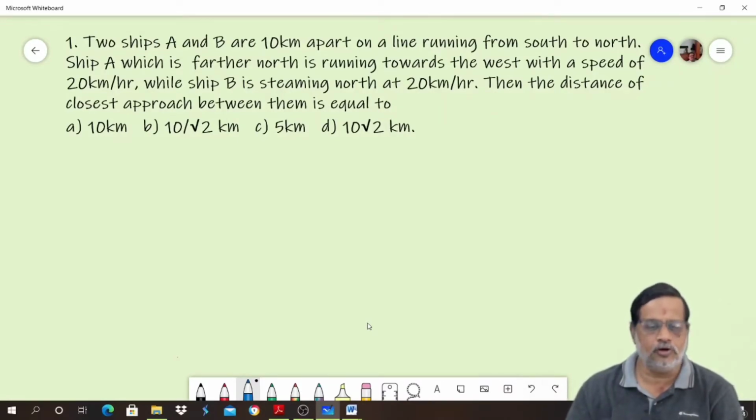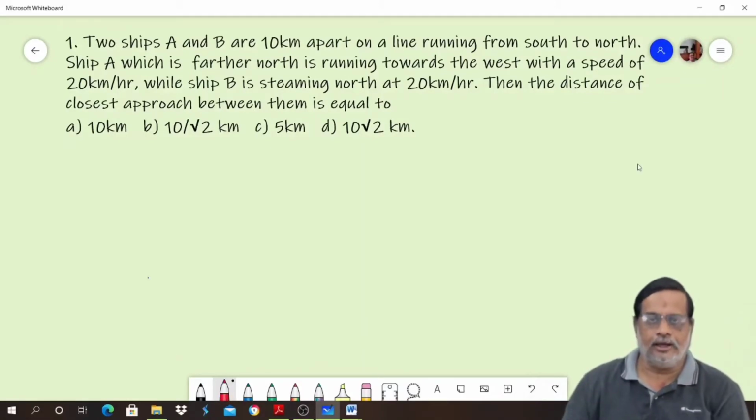The questions are based on finding the distance of closest approach between two objects. So here is the first problem on the screen. Two ships A and B are 10 km apart on a line running from south to north. Ship A, which is farther north, is running towards the west with a speed of 20 km per hour, while ship B is steaming north at 20 km per hour. Then the distance of closest approach between them is equal to. So let us see how these types of problems can be attempted.